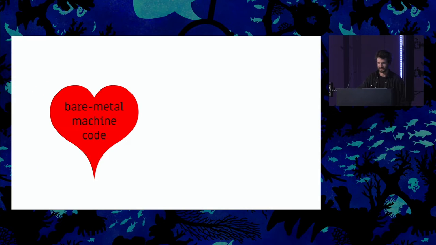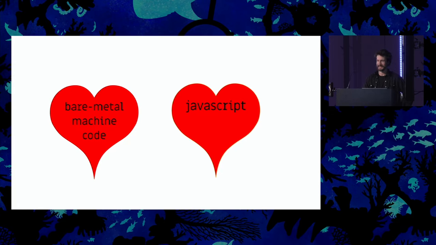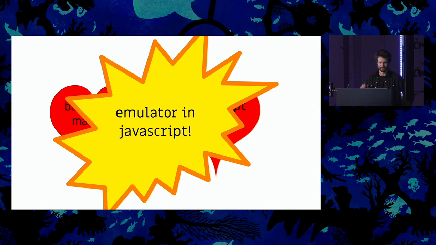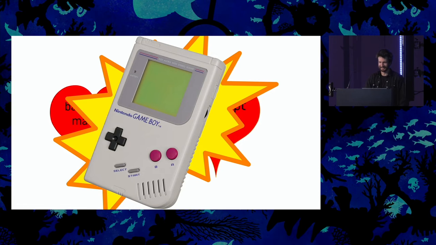Moving on to... oh yes, I love bare metal machine code. I love JavaScript. How can I combine these things? By writing an emulator in JavaScript. Ta-da! So an emulator is a description of how a computer works. And if you've not written an emulator, do you really know how computers work?